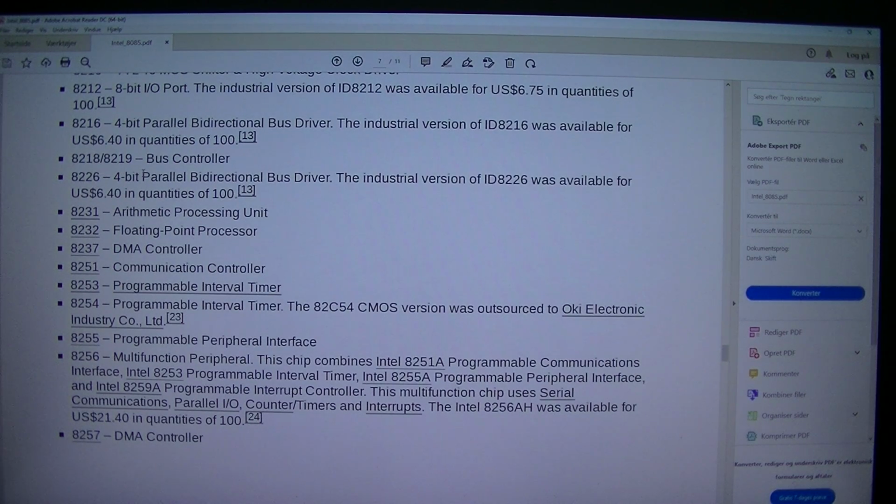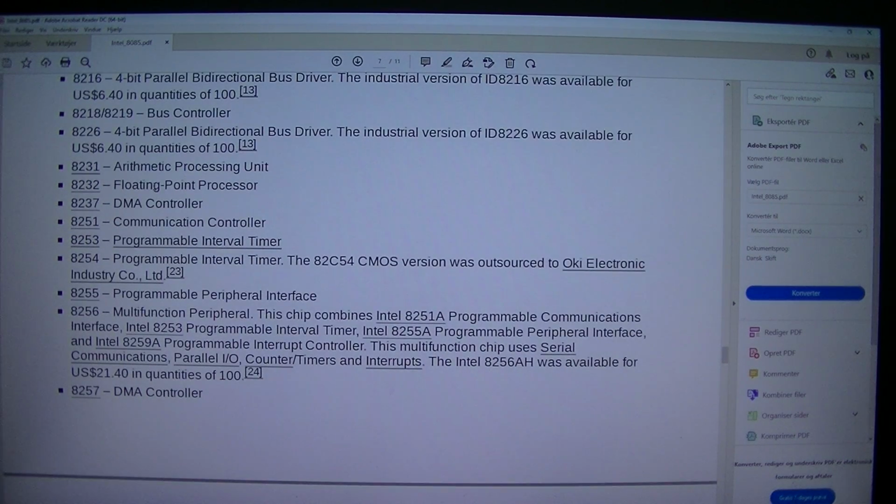8218/8219 bus controller. 8226 4-bit parallel bidirectional bus driver. The industrial version of the 8226 was available for $6.40 in quantities of 100.13.